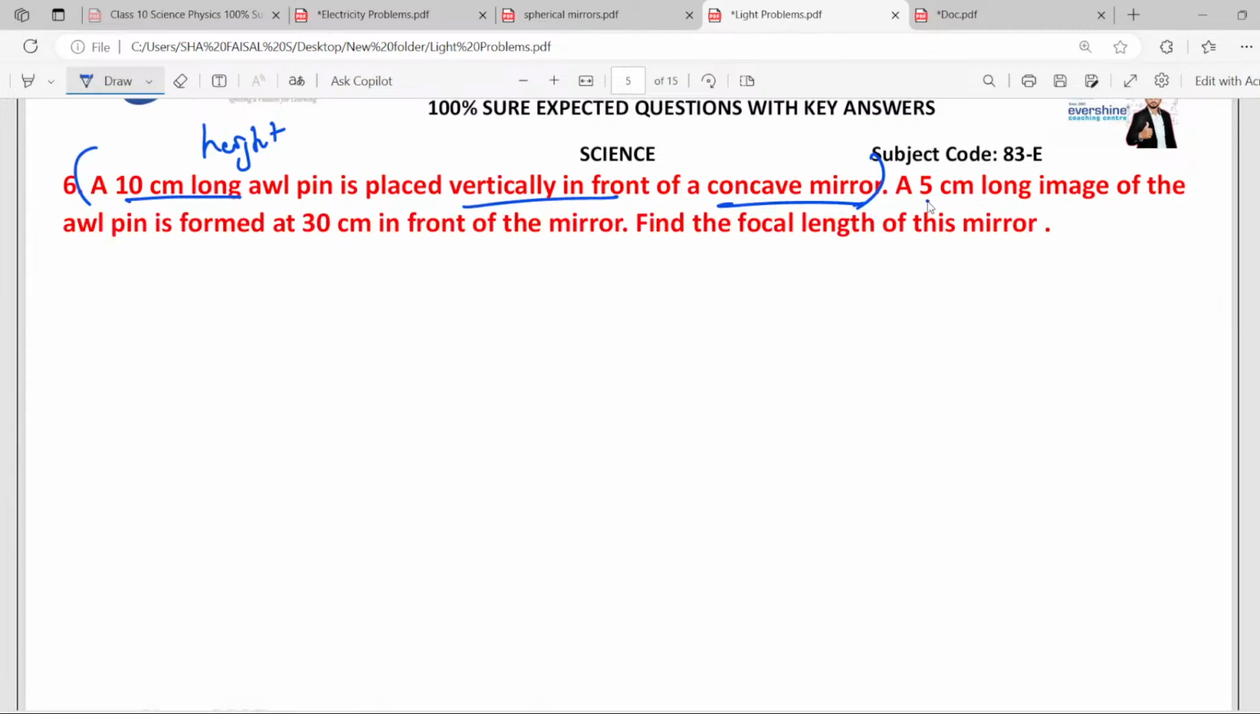अब एक है, ये भी एक पिन है. ये पिन का हाइट कितना है? 5 सेंटीमीटर है. तो इसका इमेज फॉर्म हो रहा है. इसका इमेज फॉर्म हो रहा है in front of the mirror 30 centimeter. Find the focal length of this mirror.